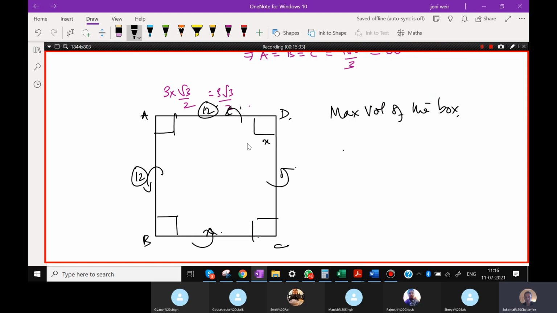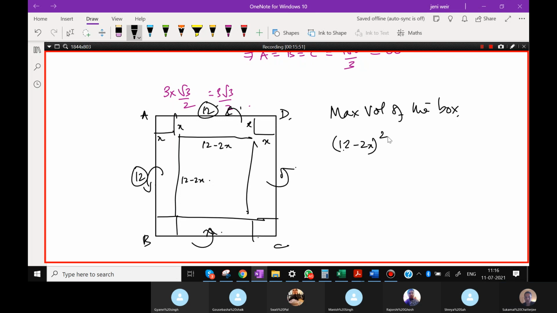So here we have to assume each cut-out to be x. That means the volume of the box will be this. This would be 12 minus 2x on each side, so the base will again be a square. So the base of the box would be (12 minus 2x) whole squared, into the height of the box, which would be x. This would be the volume of the box.